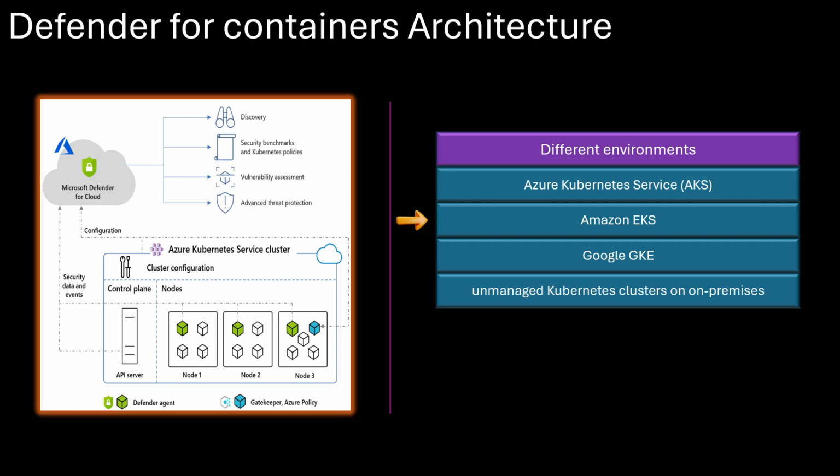For Amazon EKS and Google GKE, Defender integrates with your AWS or GCP accounts to analyze audit logs and detect security threats. Unlike AKS, these environments don't have automatic agentless log collection, but you can still enable runtime security monitoring by configuring Defender properly. If you are managing an unmanaged Kubernetes cluster on-premises or in other environments, Defender for Containers can still protect them using Azure Arc.